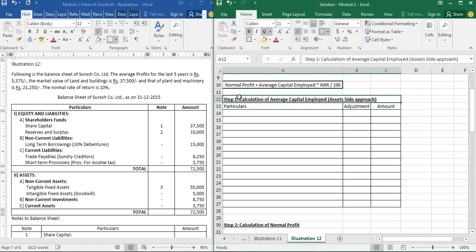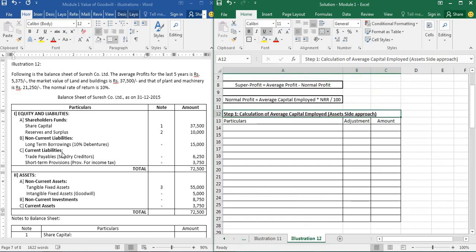We are going to choose the assets side approach for this particular illustration. You have to choose any one method which you are comfortable with. I have told this in the previous video too. If you are comfortable with the liability side approach, you can choose that. If you are familiar with the asset side approach, you can choose that method as well. So first we'll have to take the market value of assets. So let us take all the assets one by one.